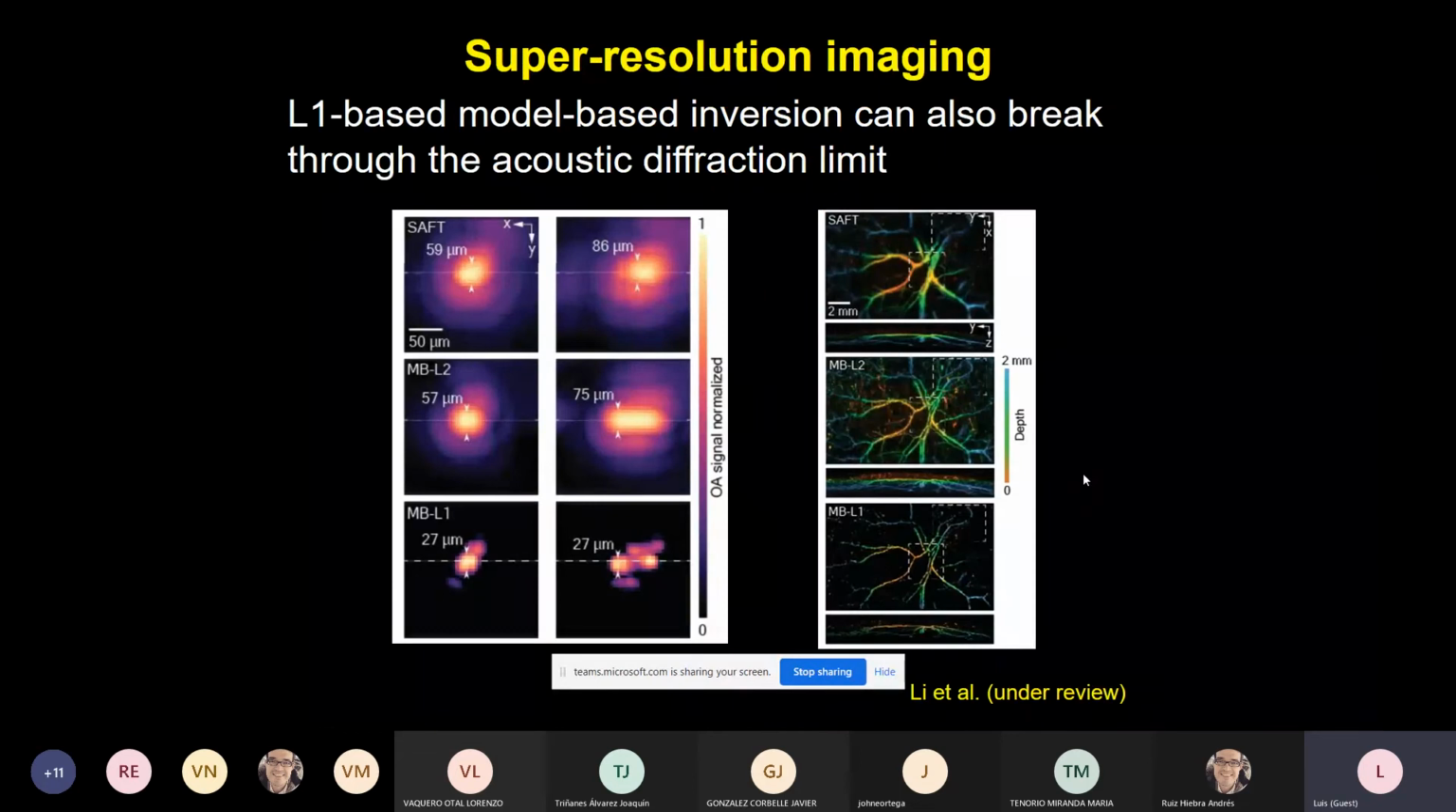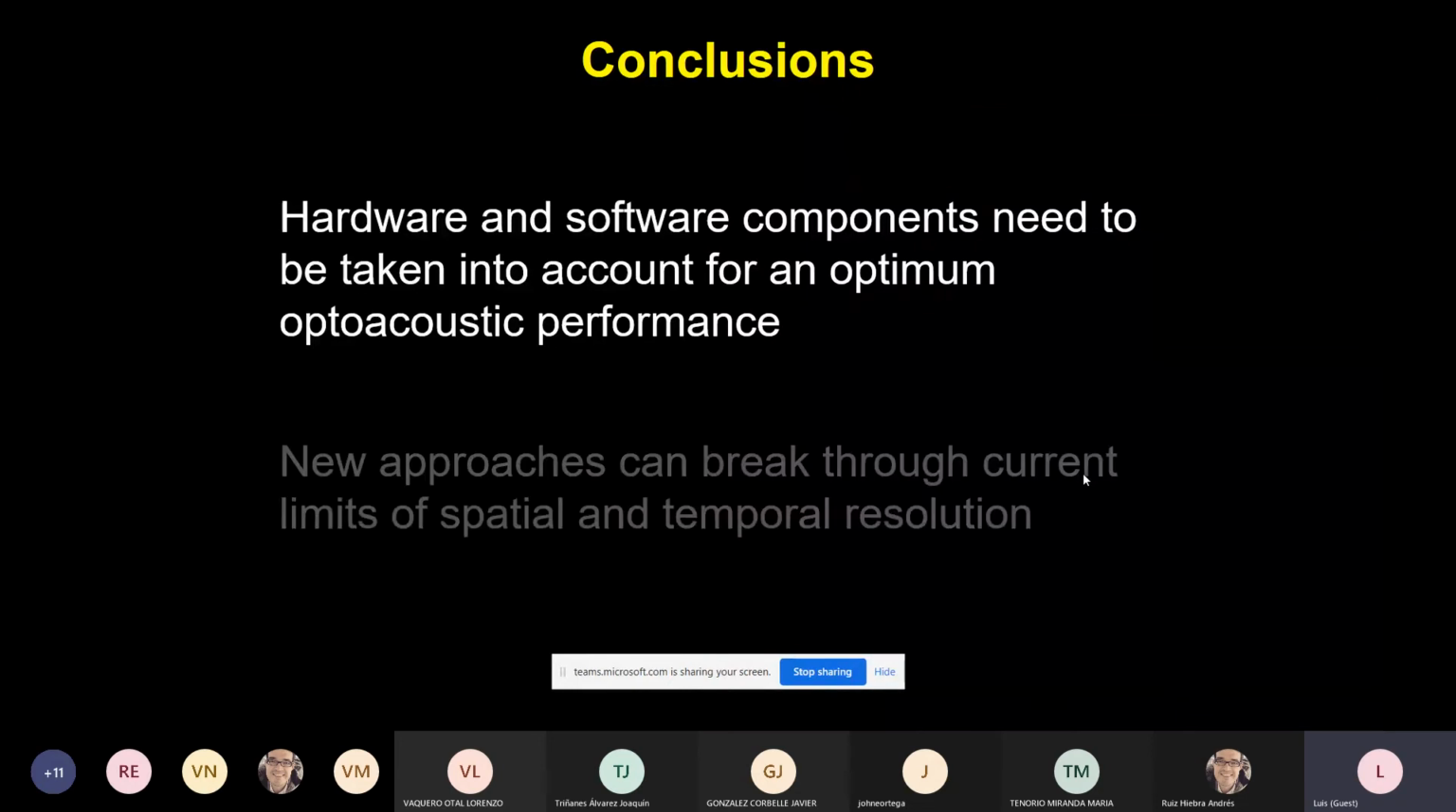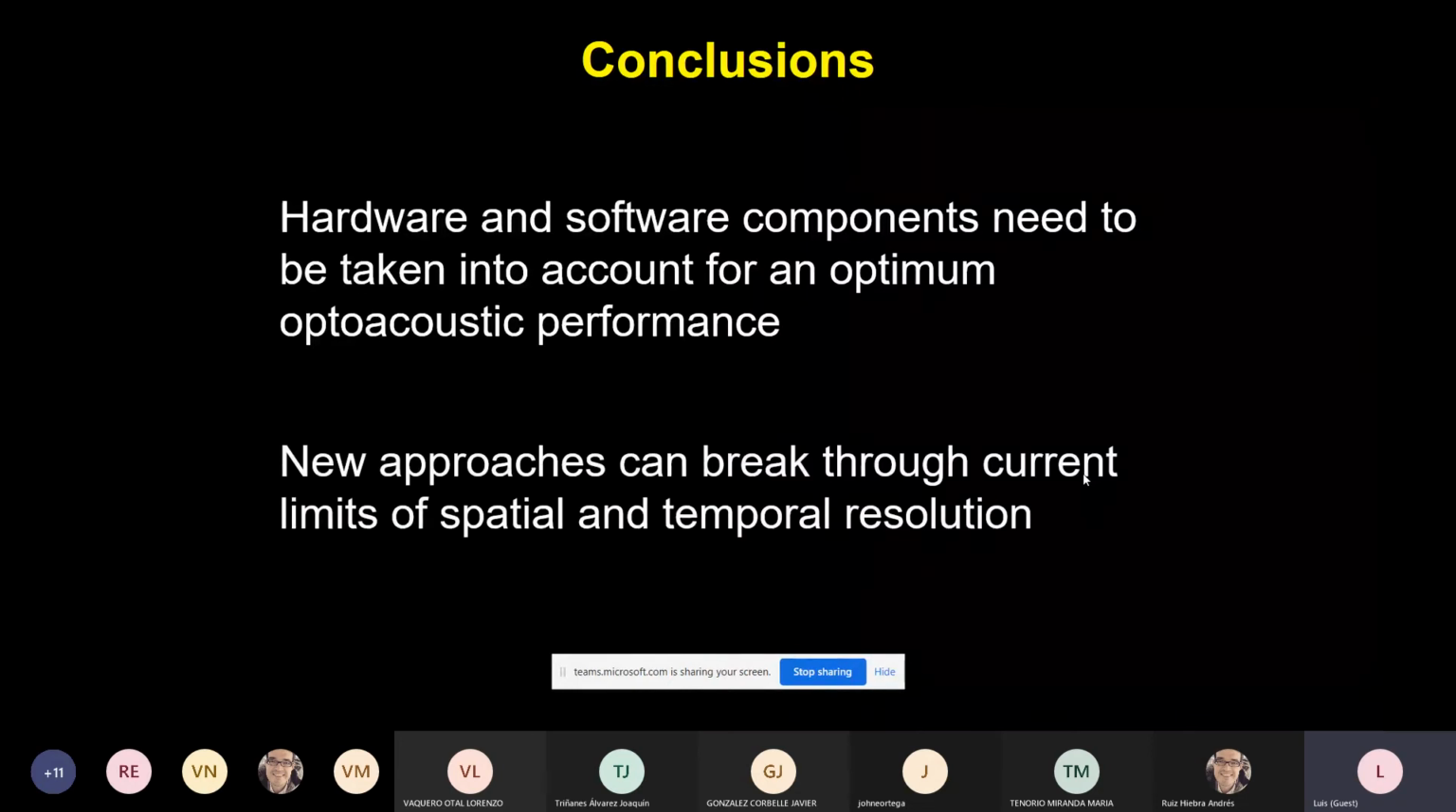So that was it. As concluding remarks, just a couple of take-home messages. The message that I tried to convey was that there are many optoacoustic imaging systems. We have to design both the hardware and the software components, and both have to be taken into account to get good images. It's a lot of work, many years. And in the last part of the presentation I showed you the new methods that we're working on now, so we can break through current limits of spatial and temporal resolution with new approaches that we're developing.